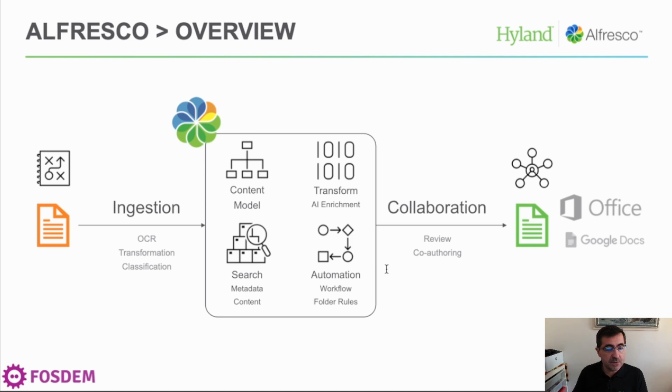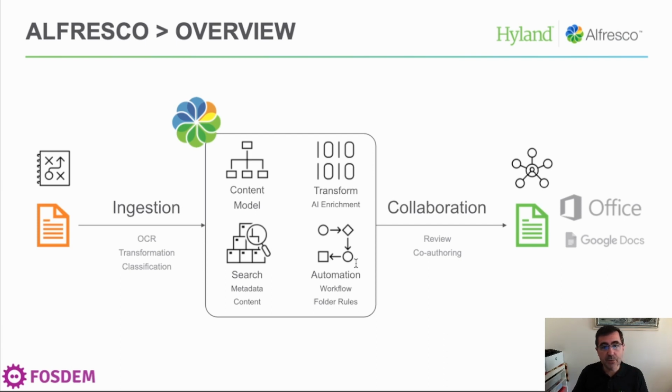And once we have the document inside the repository, then we need to classify that by using content models describing the properties, the metadata associated to a document. We are also providing the searching by using this metadata, these properties, these values, and also the content of the documents. We can also transform the documents, just changing the MIME type or for some enrichment of the metadata or the content.